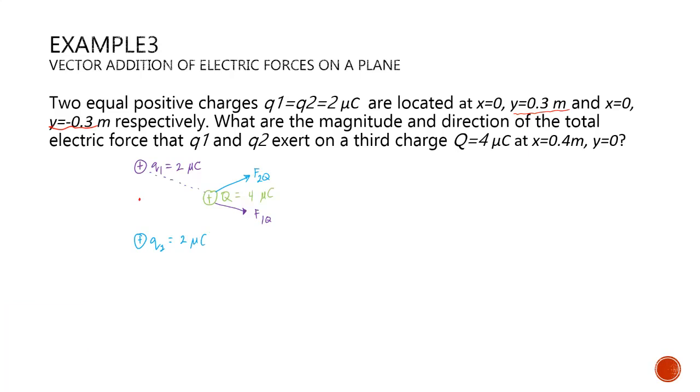Here, below the first drawing, let me just use a point to represent Q. Then draw this axis here. So the F sub 1Q is this arrow here. We need this angle here, or if we use the standard position of the angle, we need this angle here.